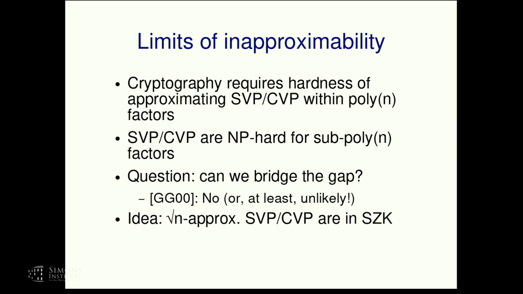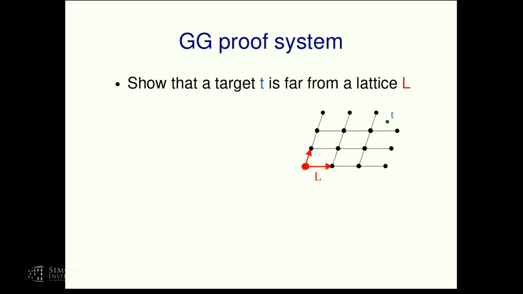And so Shafi Goldwasser and Oded Goldreich came up with a negative answer to the question, can we prove NP-hardness results for factors that are as large as n? In fact, they gave evidence that there is no NP-hardness result for factors that grow with the square root of the dimension. In order to do that, they put these problems, SVP and CVP, in the complexity class SZK, statistical zero knowledge, which we know is unlikely to contain NP-hard problems under standard complexity assumptions.